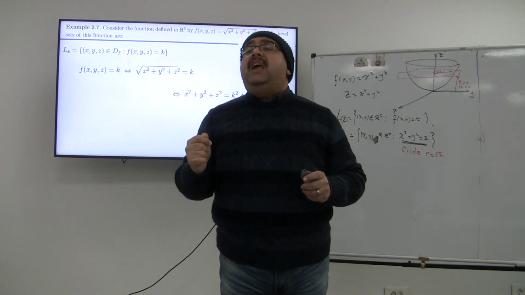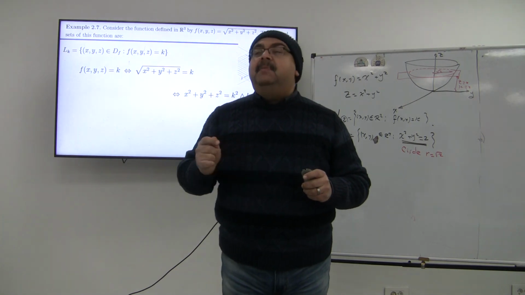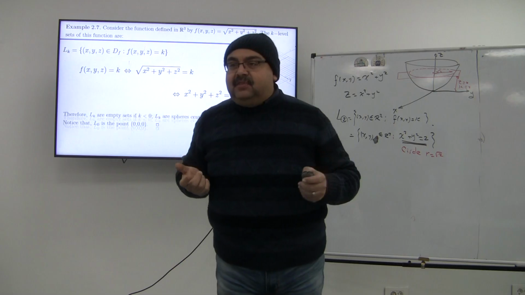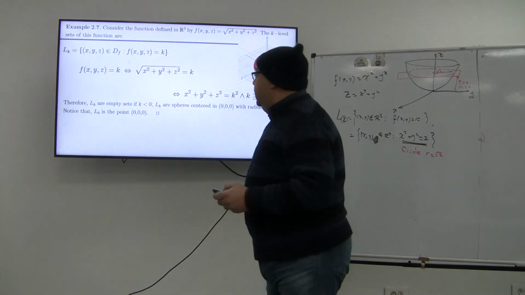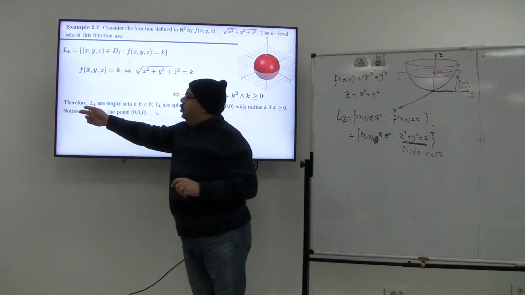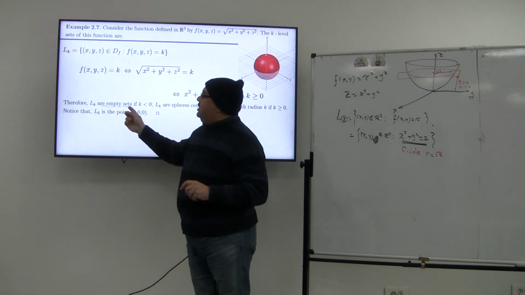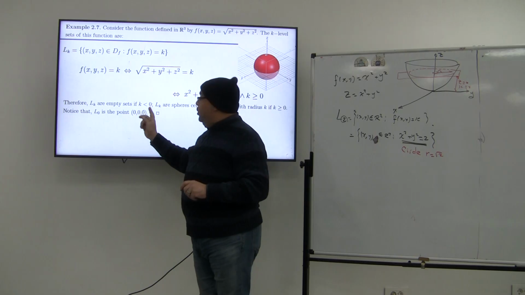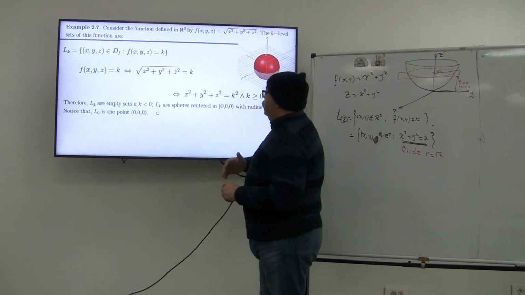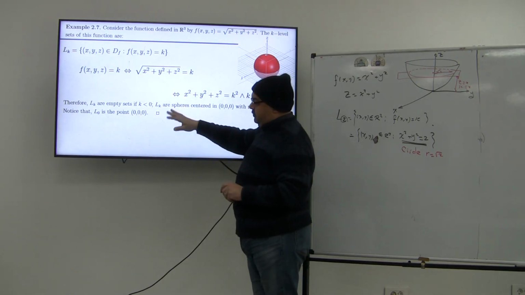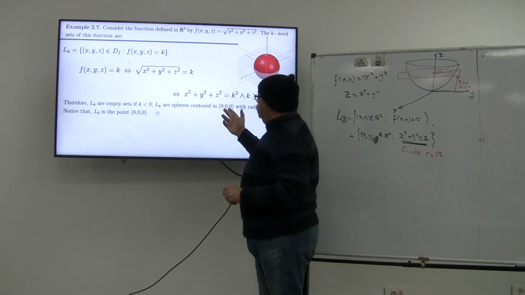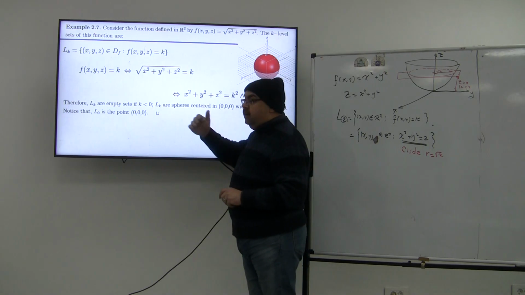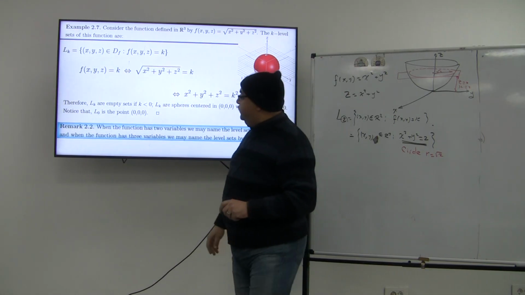But what if k is negative? It's going to be an imaginary sphere that you can't find. It doesn't even exist. So this is why he told you that every level set is going to be an empty set if k is less than 0. But once k starts to appear, it will be a sphere. If k equals 0, it will be a sphere at 0, 0, 0 with radius k. If k is greater than 0, then it will grow up step by step.